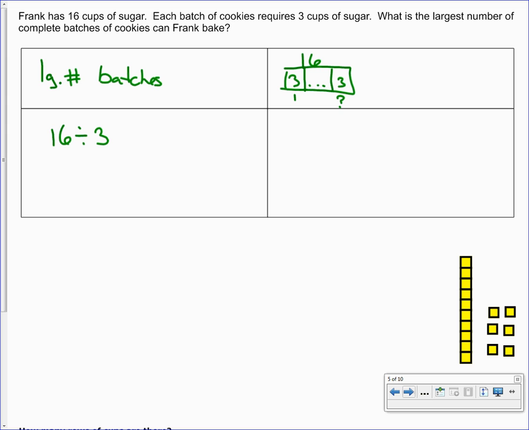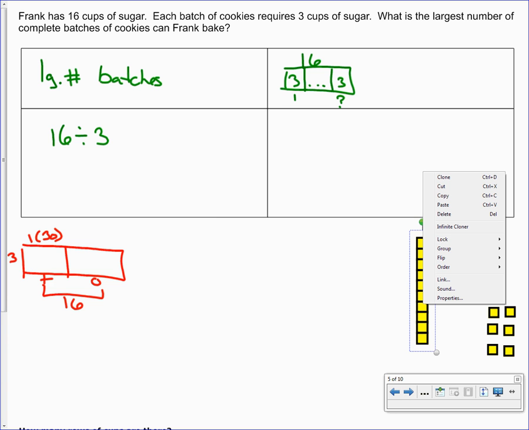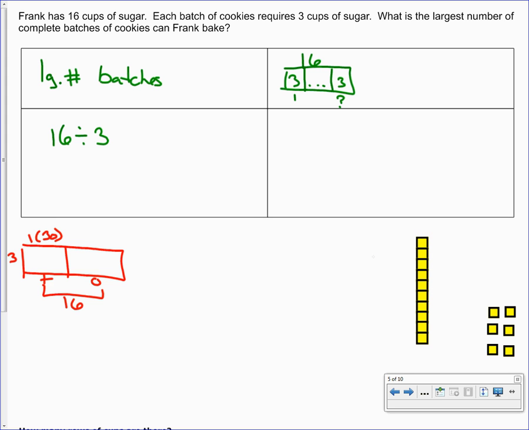Okay, let's come down here. 3's on the side. Here's our 10s, here's our 1s, and that's worth 16. Can I break that 10 up into three groups? No, I can't. If I do 3 groups of 10 each, that'd be worth 30, and I don't have 30. I only have 16. So that won't work. I need to regroup this 10 into 1s.